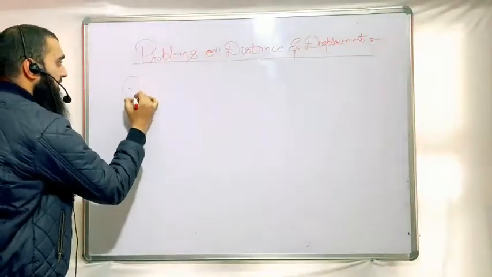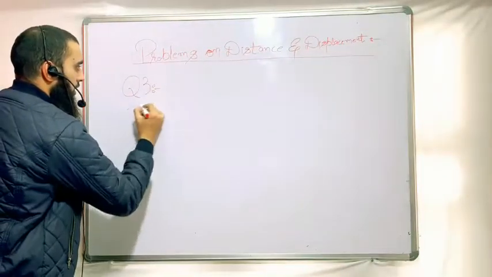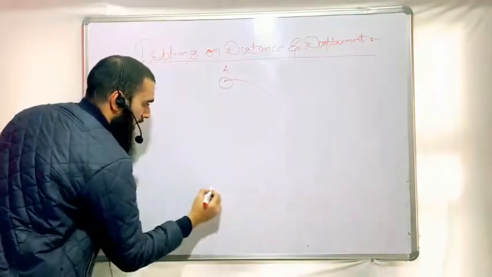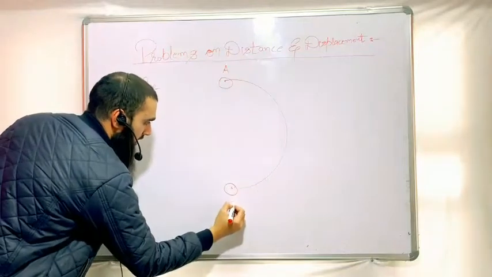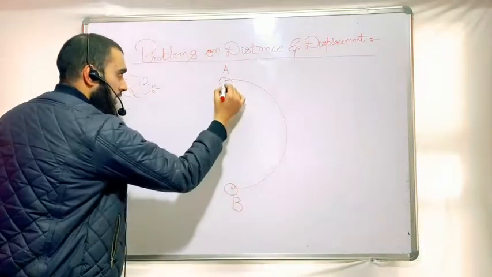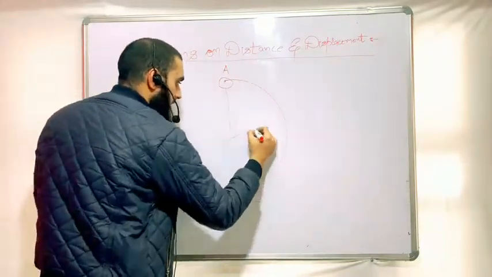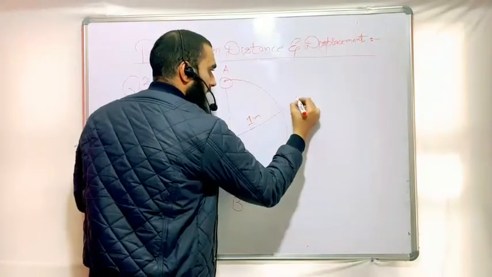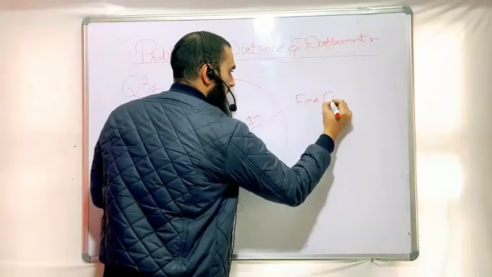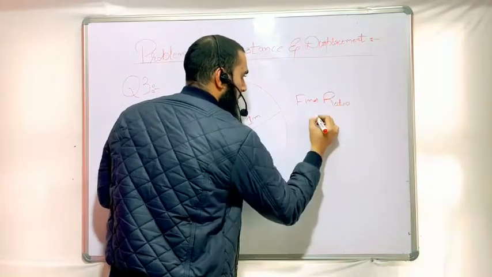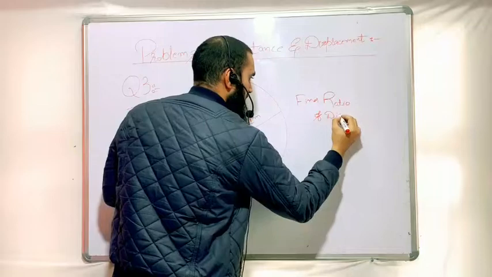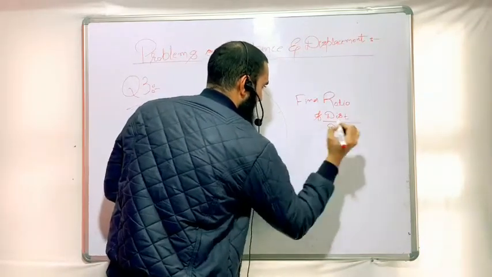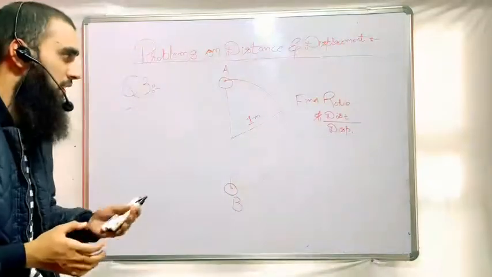Now question number 3, the simple question from DC Pandey. A body is starting at point A and traversing a semicircular path up to point B. This semicircular path has a radius of 1 meter. The question is to find the ratio of distance to displacement.